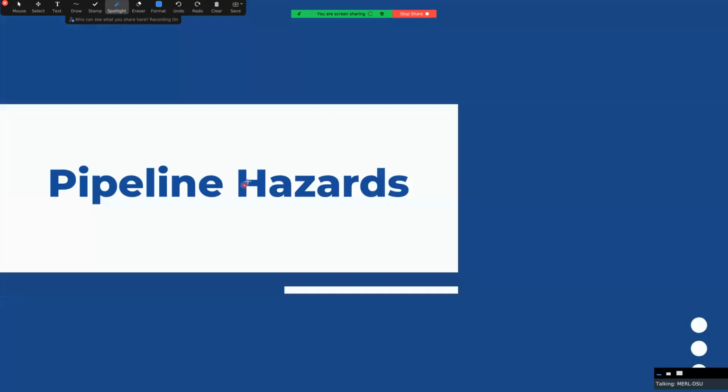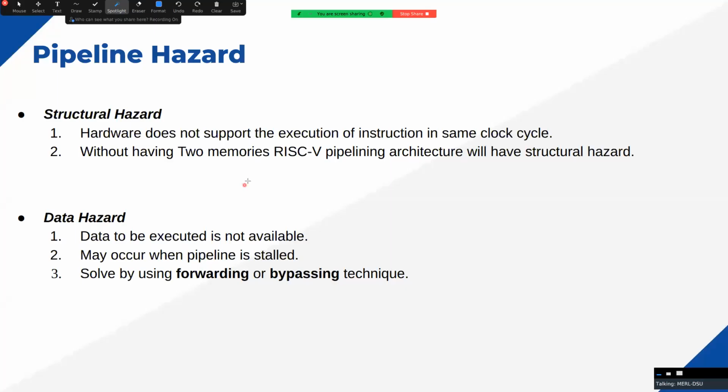Today we are going to talk initially about the pipeline hazards. There are two types of pipeline hazards which occur in our designs. Number one is a structural hazard, and the second one is a data hazard. As mentioned here, the structural hazard is the hazard of the hardware.